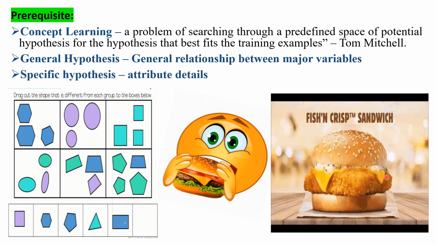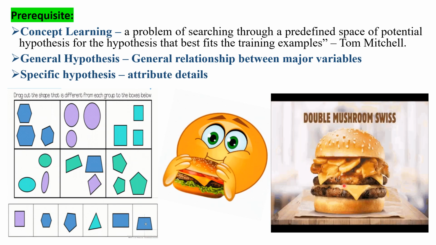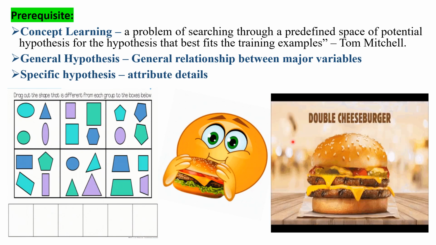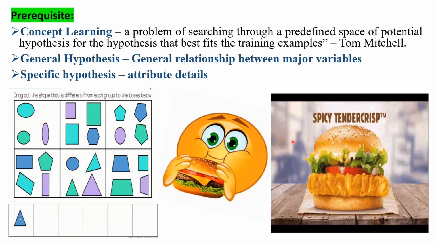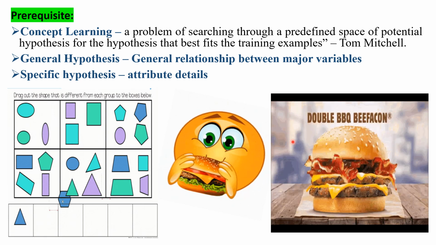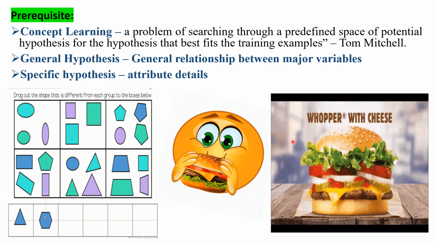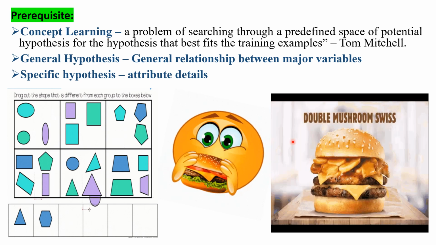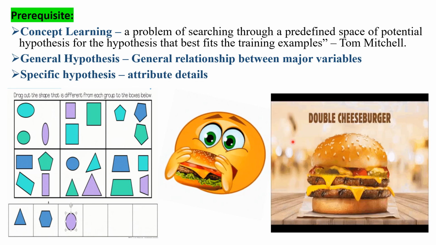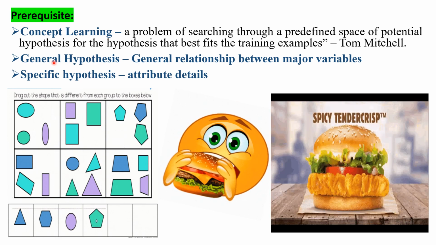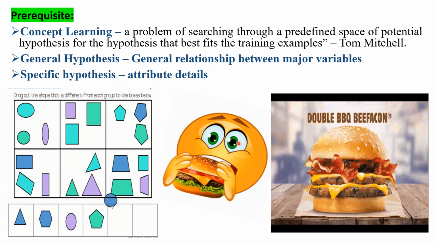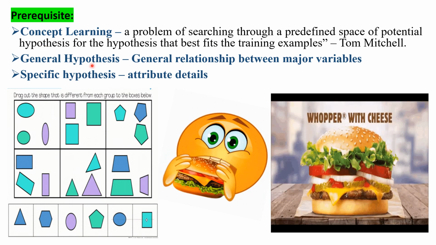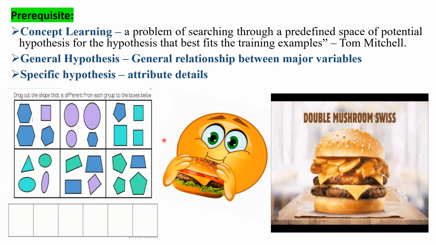The third example is specification. If you want a cheese chicken burger, then you have to specify all the requirements in depth, what it is and what your requirement is. If you say that, then it comes under a specific hypothesis. If you're just ordering a burger, then it is nothing but a general hypothesis.